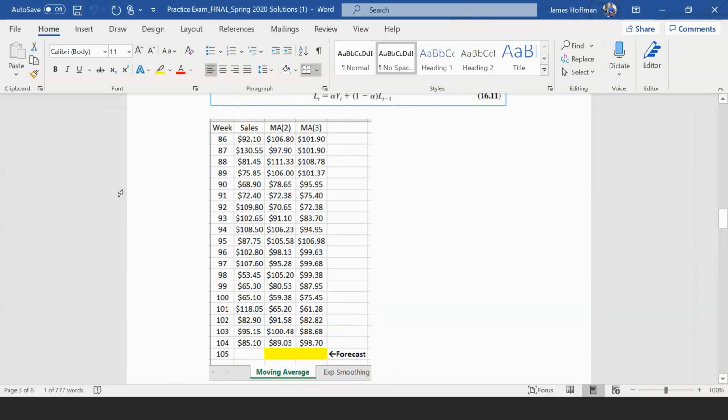All right, so for the moving averages, you just need the sales data to do your calculations. You don't need to use the moving average of 2 and 3 you see here. You're just taking the average of the sales data, so your calculation doesn't have to do with the actual moving average 2 and 3. Just average the sales data.